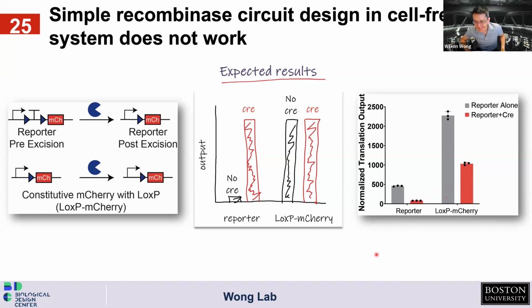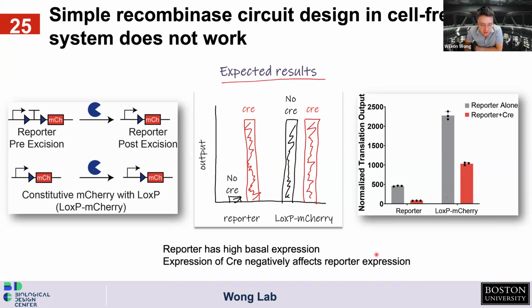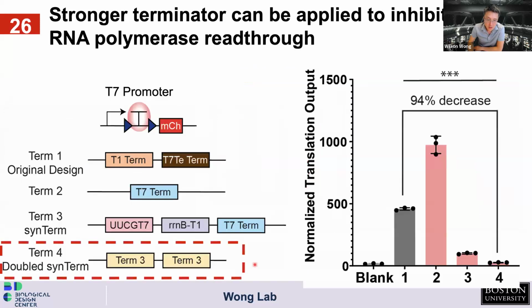Very humbling, actually. I thought it would just work, but even the most simple step doesn't work. So Jingyao, basically, what we've seen is the reporter has high basal expression, and somehow the Cre is negatively affecting the reporter expression as well. So we basically have to completely redesign even the simple reporter system. First thing we did was try to figure out what's going on with the leakiness.